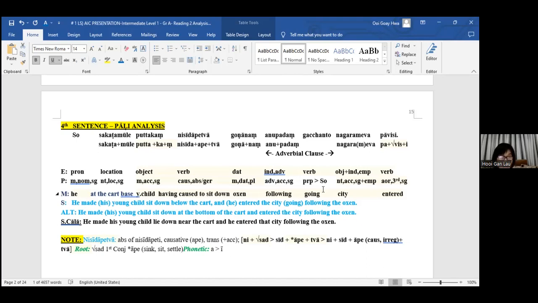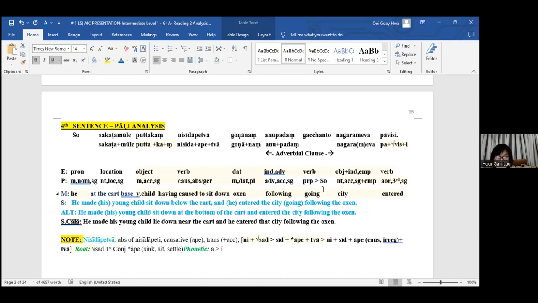Sakata mule is made up of two words, sakata plus mole. Sakata means the cart. Mole, at the base. So it's a location. So it's neuter, locative, singular, at the base. Putaka means the young child, the son. So it's object. So object is masculine, accusative, singular. Nisidapetwa means having caused to sit down. So it's a verb. So it's a gerund. Petwa is a gerund, causative or absolute.